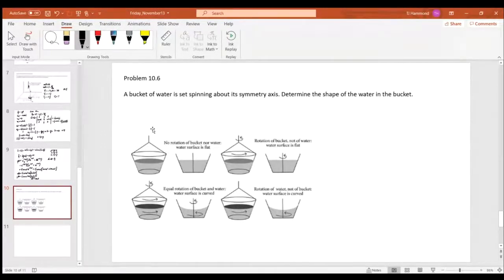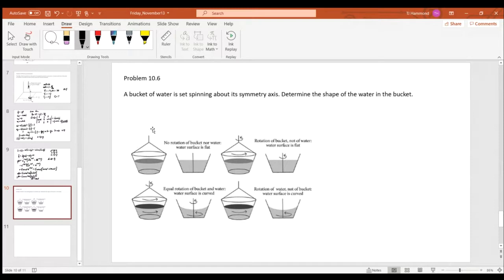All right, here we'll be going through problem 10.6 as an example covering non-inertial reference frames. So in problem 10.6, it asks, a bucket of water is set spinning about its symmetry axis. Determine the shape of the water in the bucket.